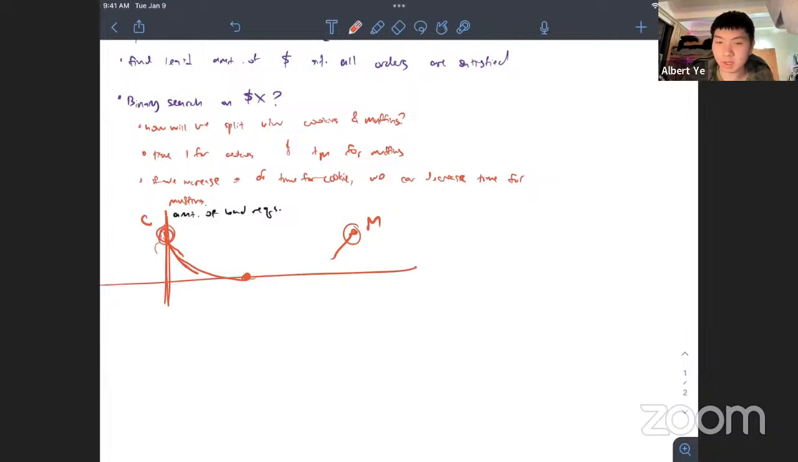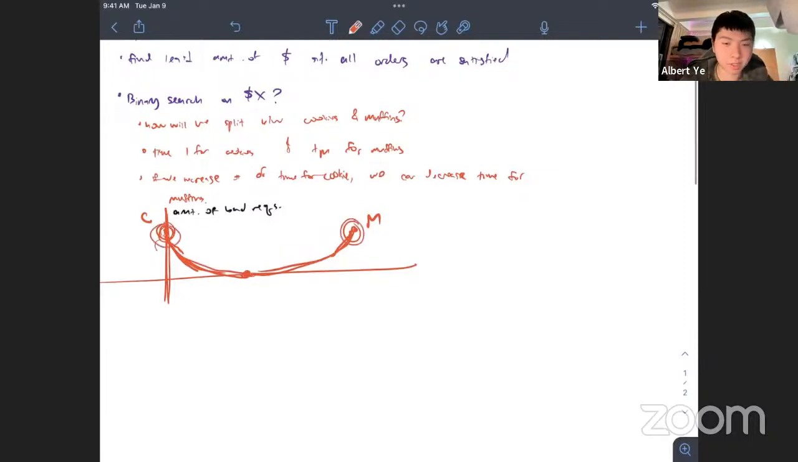So initially, for cases where muffins are the bottleneck, we would want to increase the number of cookies and decrease the number of muffins. And if cookies are the bottleneck, we would want to increase the time for muffins and decrease the time for cookies. So it's sort of like a compromise between these two ends, where some people want cookies to be made faster and some people want muffins to be made faster.